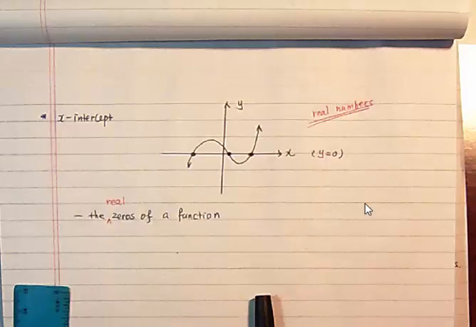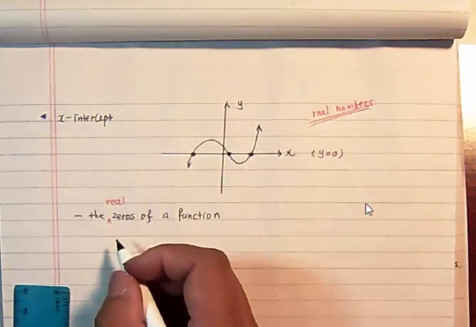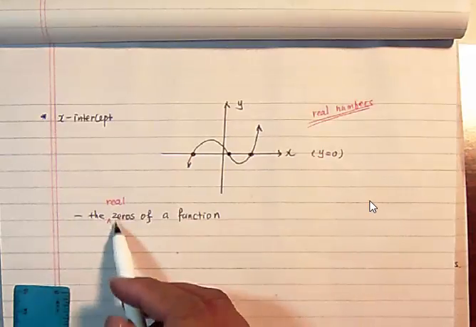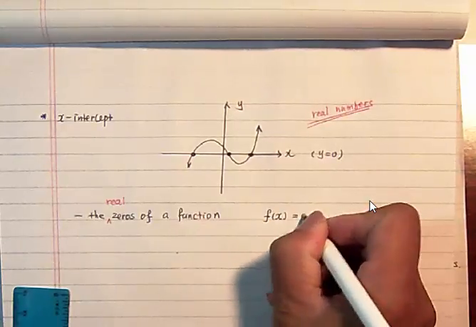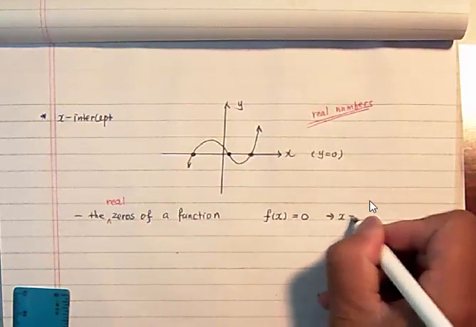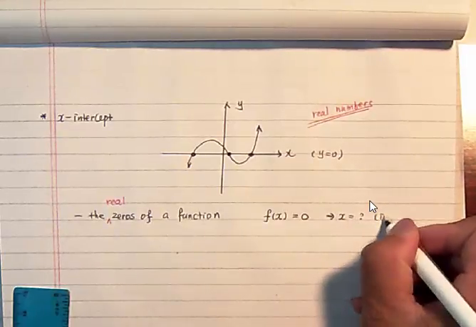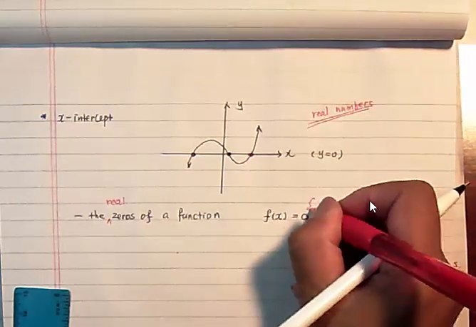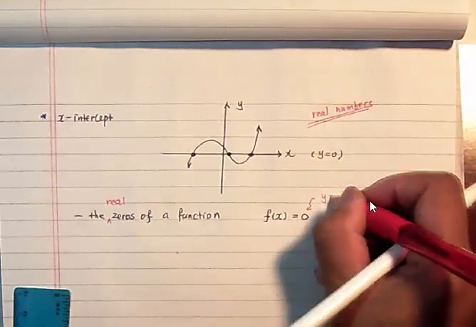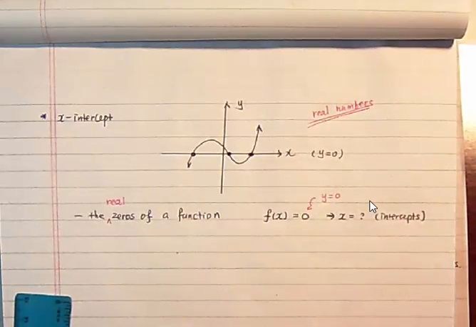Okay, why do I emphasize this? In the future, you are going to learn another kind of number called complex numbers. So be careful to distinguish between complex numbers and real numbers. Coming back to this one, it is the zero of a function. What does that mean? You set the function equal to 0, and whatever the x values are, those are the x-intercepts. And remember, f of x is the y value, so that means y equals 0 right here. So those are the x-intercepts.